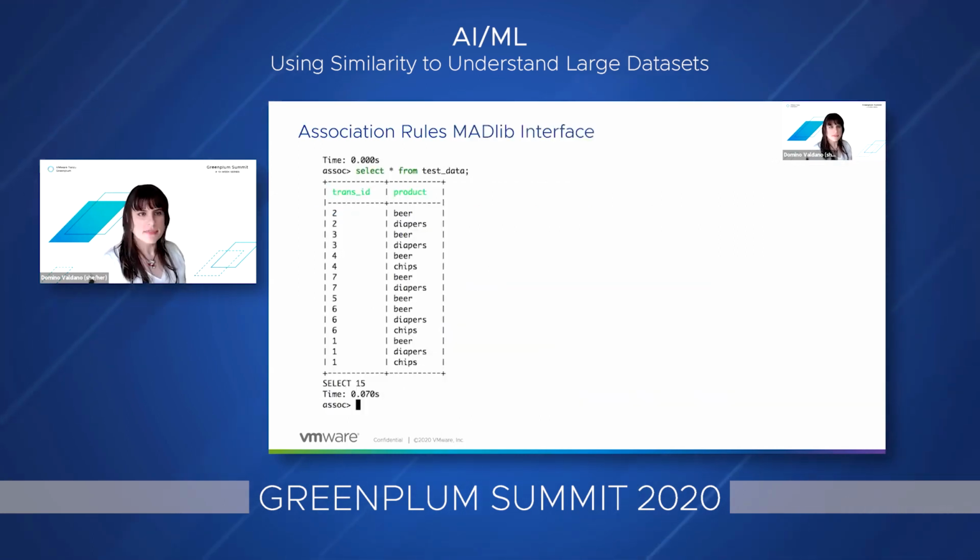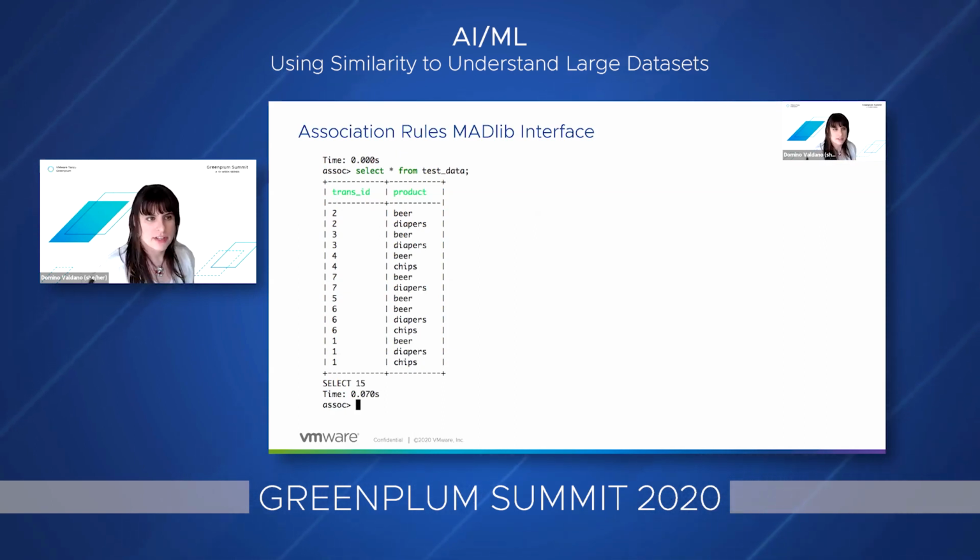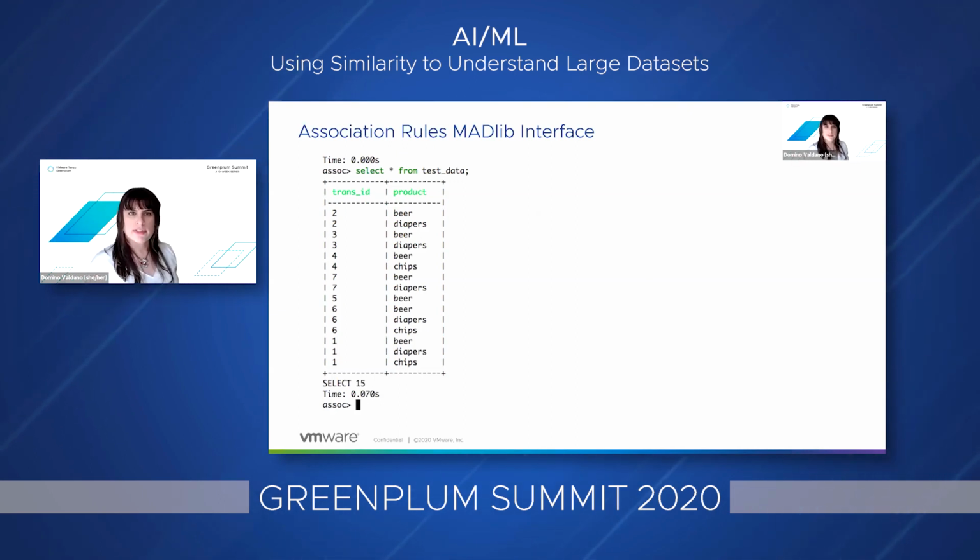Next slide. So if you're doing association rules in MADlib, you would start by making a table like this of transactions. And you can see like transaction 2 here had 2 products in it. Transaction 3 and 4 also. Transaction 6 had 3 products. And so you've just got this long table.